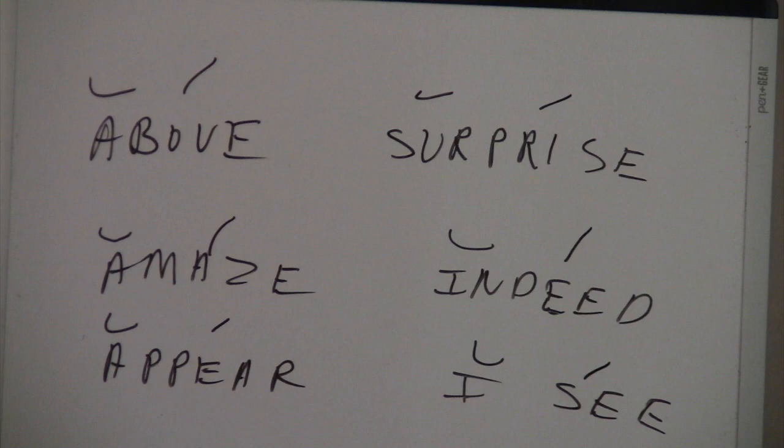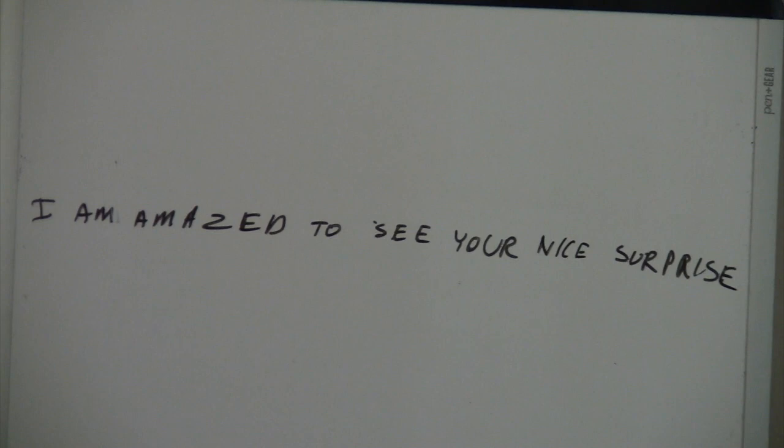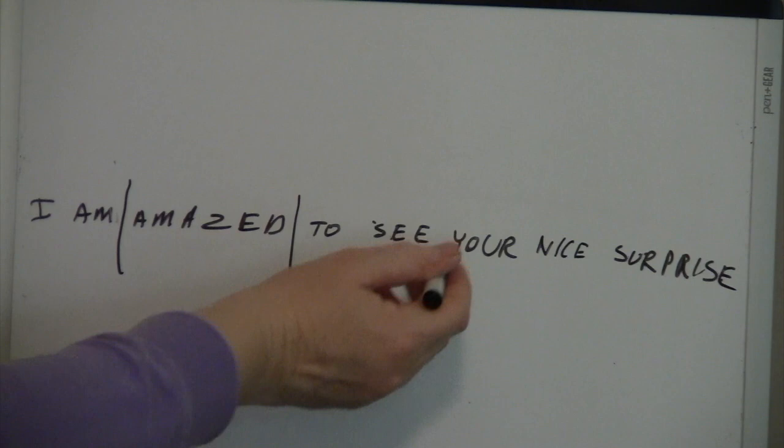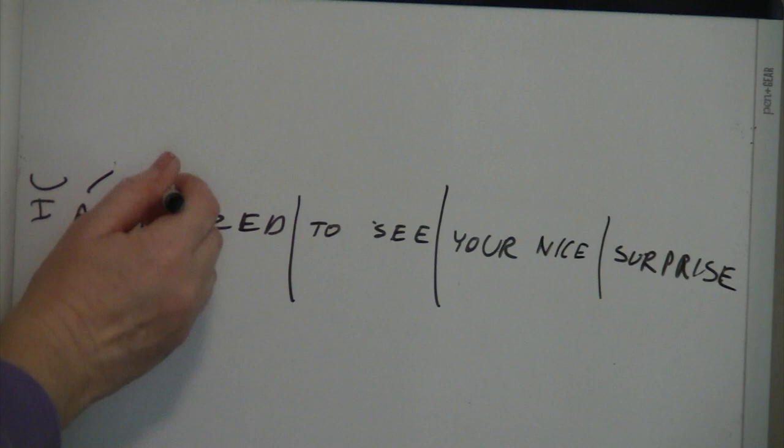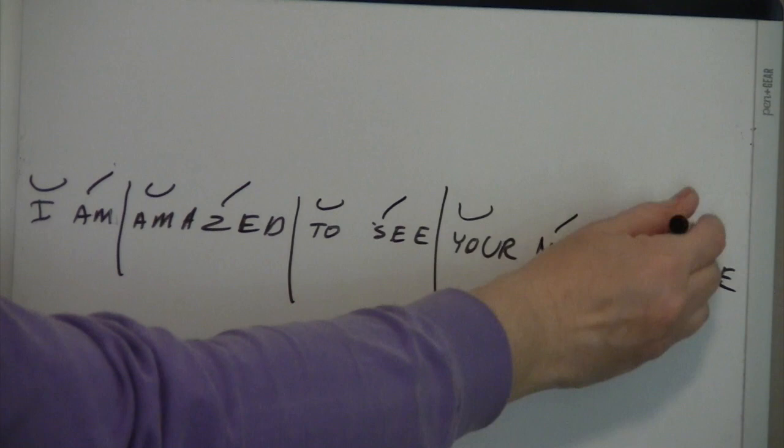Now we're going to write an iambic pentameter sentence. Okay, right here we have a sentence that was written in iambic pentameter. So the first thing you do is you break it up into feet. Every foot is going to be every two syllables. I am, amazed, to see, your nice, surprise. And then you scan it. So you're going to mark which syllable is unemphasized and which syllable is emphasized. I am amazed to see your nice surprise.